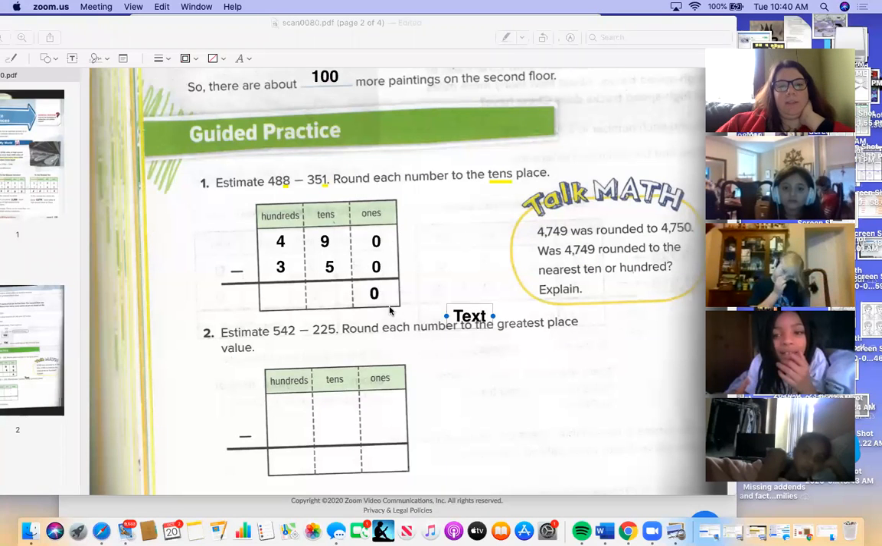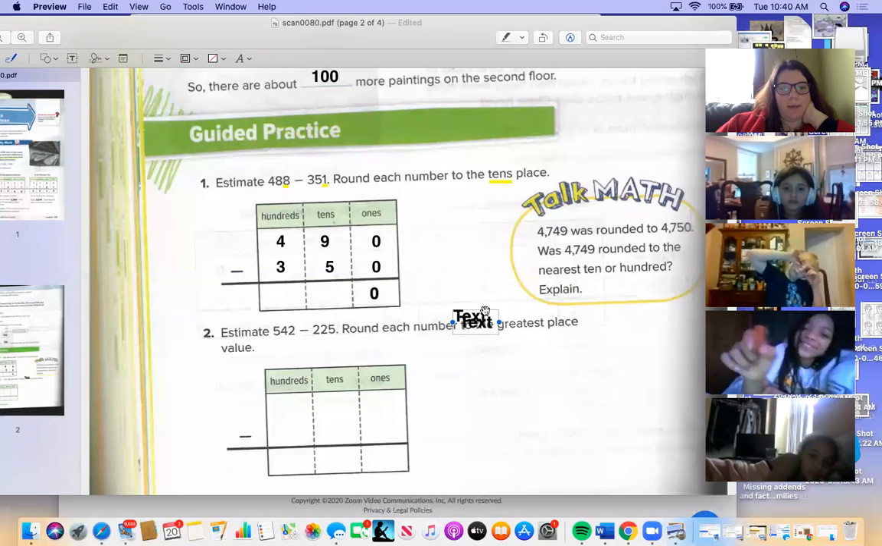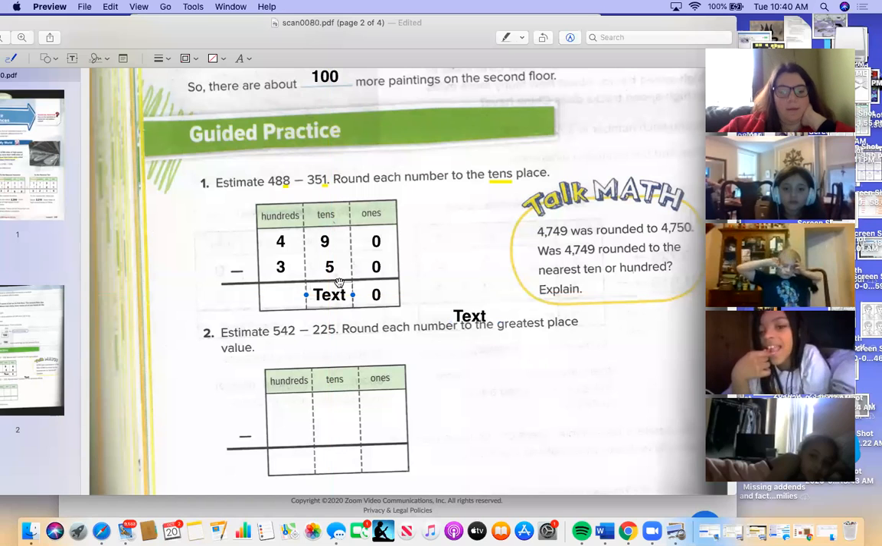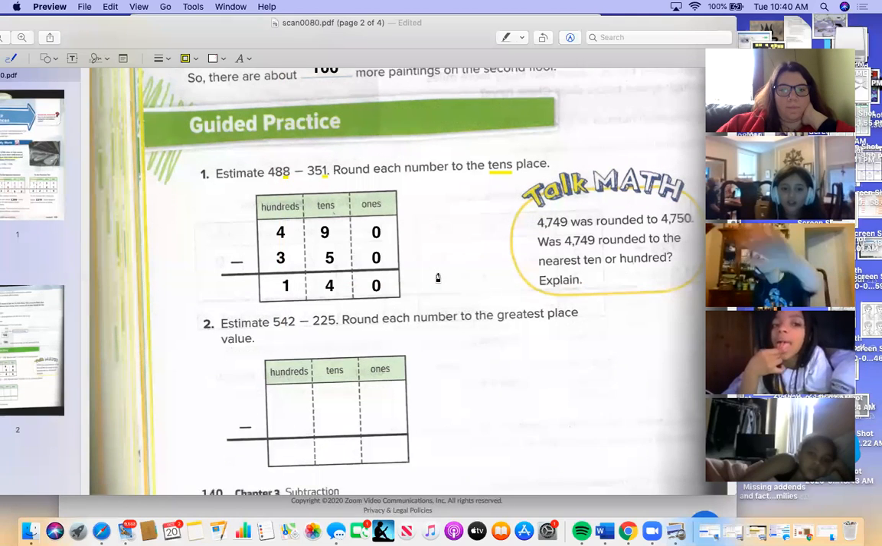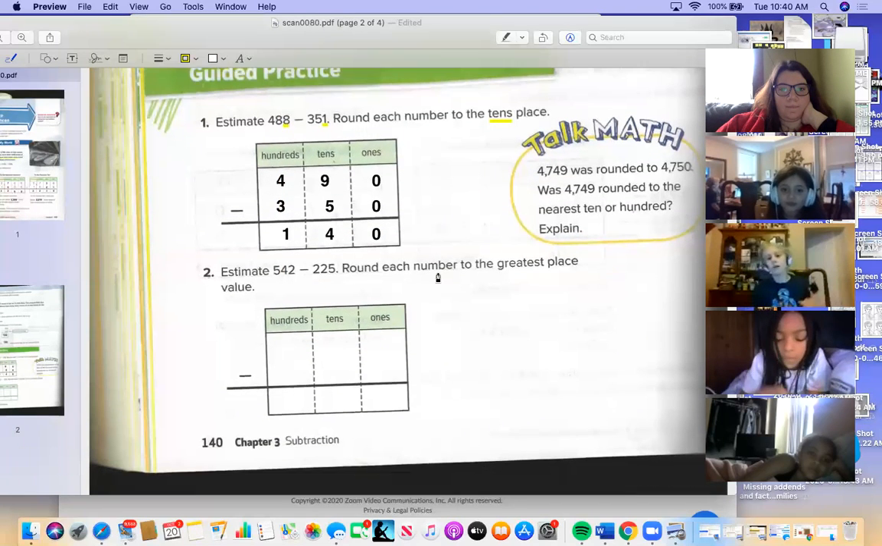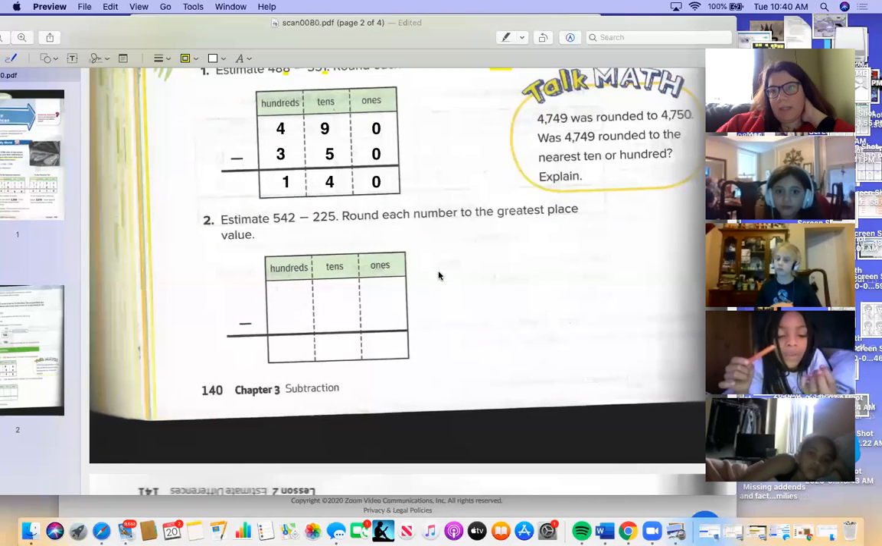So we were just doing this problem. Now we're subtracting. 9 minus 5 is 4. And 400 minus 300 is 100. Estimate 542 minus 225. Round each number to the greatest place value. What is the greatest place value for 542 and 225?